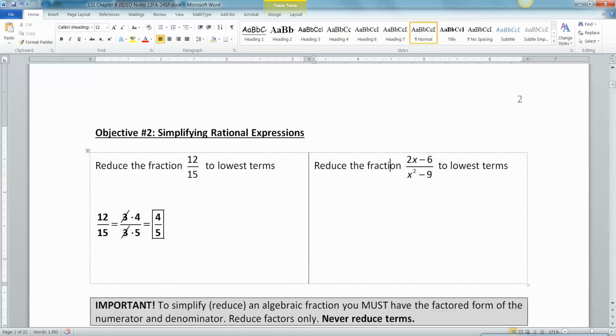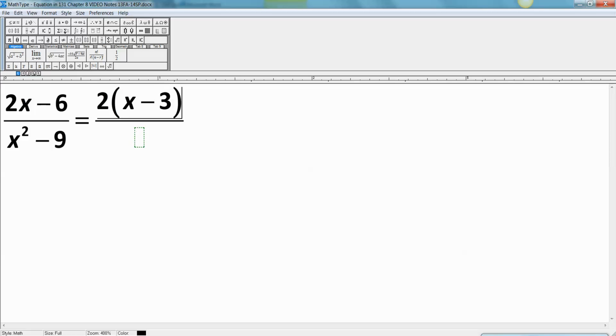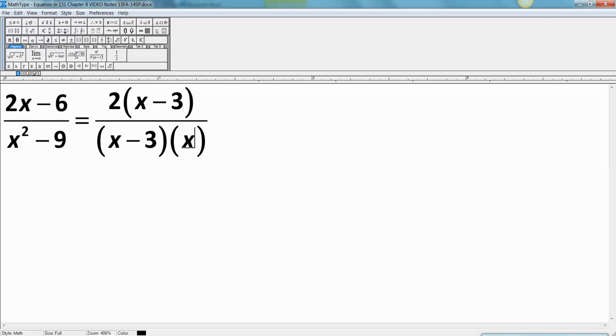Okay, so that's great. Now let's apply that same thinking to this expression. So we have 2x minus 6 over x squared minus 9. So we're going to figure out what would multiply to make the numerator, which would be 2 times x minus 3. And the denominator, we've seen that before, that's x minus 3, x plus 3. That's the difference of squares. It's the easiest kind of factoring you can have.